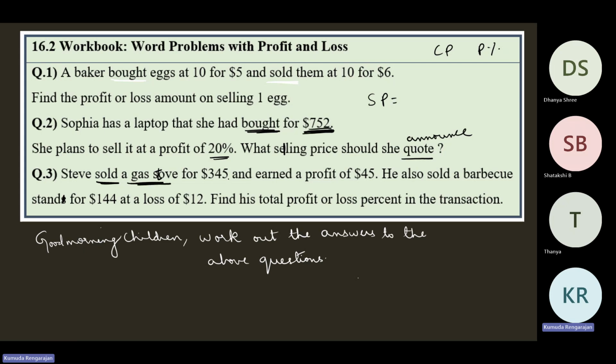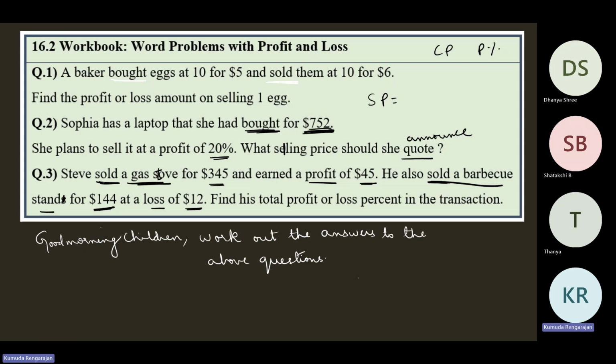Selling price of the gas stove is $345. Profit, $45. This is one transaction. The other transaction, sold. So selling price of barbecue stand, $144. Loss, $12.